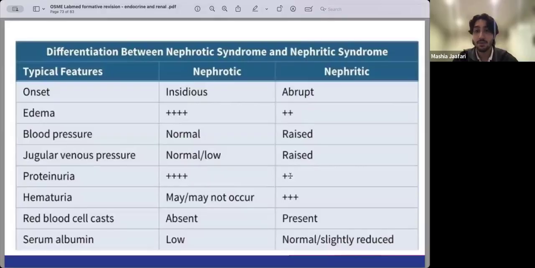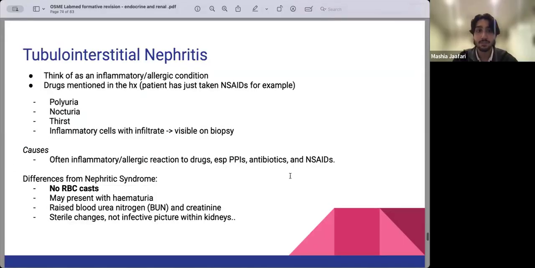Again, this is just a review of nephrotic versus nephritic syndrome. Tubular interstitial nephritis we covered very briefly. It can be a cause of intrarenal AKI. It's basically an inflammatory reaction in the kidney, so not in the tubule, but around the tubules. That's why it's called interstitial nephritis.